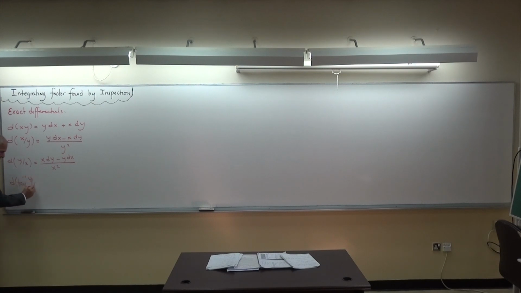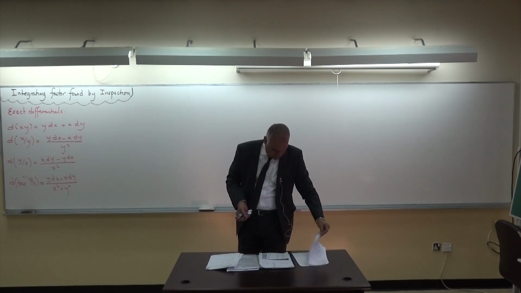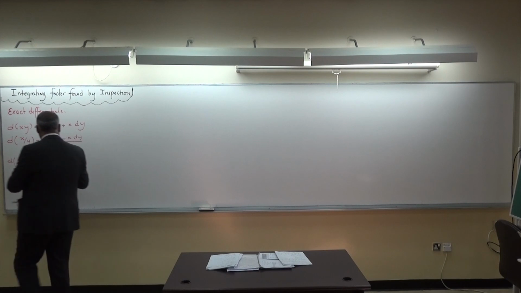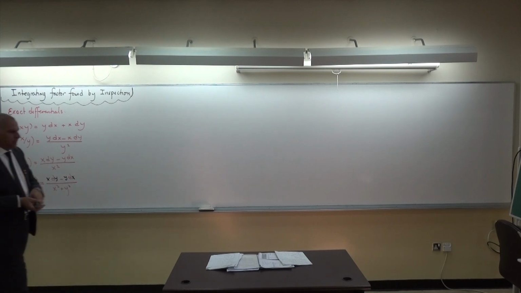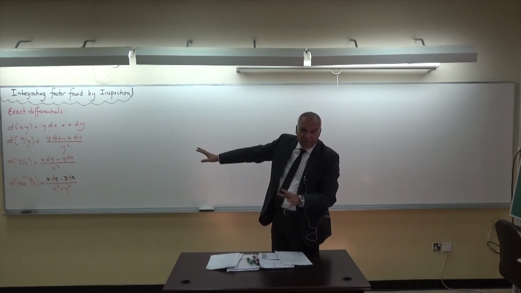d(tan inverse of y/x) is (y dx minus x dy) over (x squared plus y squared), if I'm not mistaken. It's x dy, sorry: x dy minus y dx, if it's x over y. Okay? Those are just samples of exact differentials.